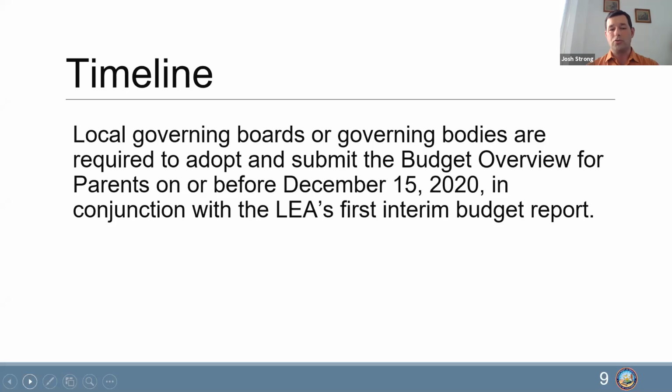So for charter schools, they should use the process that is within the purview of either their memorandum of understanding with their authorizer, or written into their charter, or that's been decided upon by their local governing body. And so when we're talking about adopting the budget overview for a charter school, that's what we're referring to. Next slide, please.